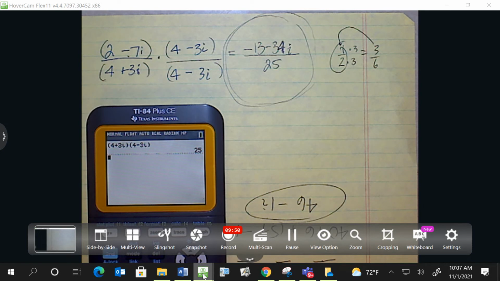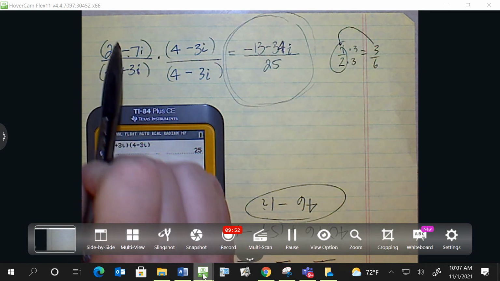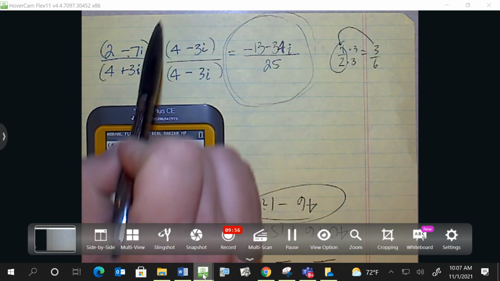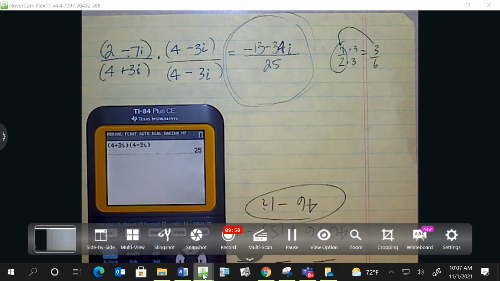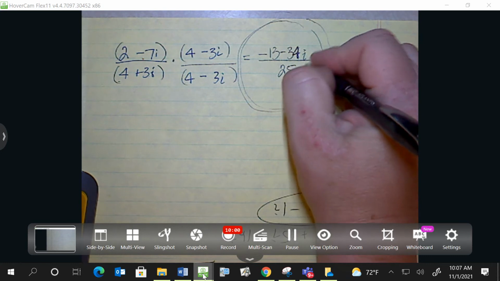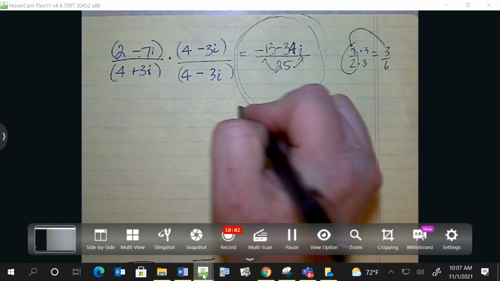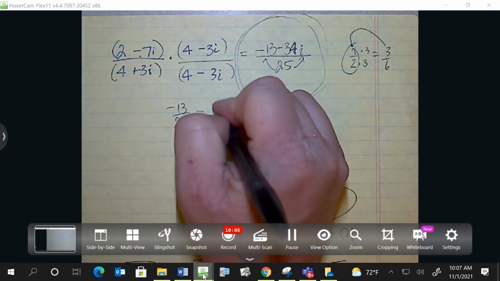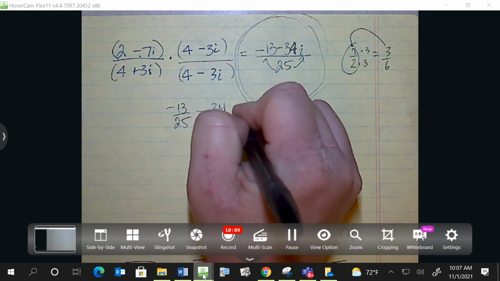So we're not done yet, but this is showing work. Watch. You're given this. You show the concept of what you know you need to multiply by. We get to this now, and we've got to keep going. This has to be shared with both the top and bottom. Negative 13 over 25. You're doing the same that I am. Subtract 34 over 25 with an i attached in back.